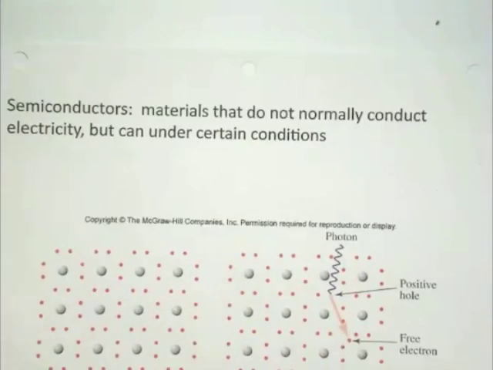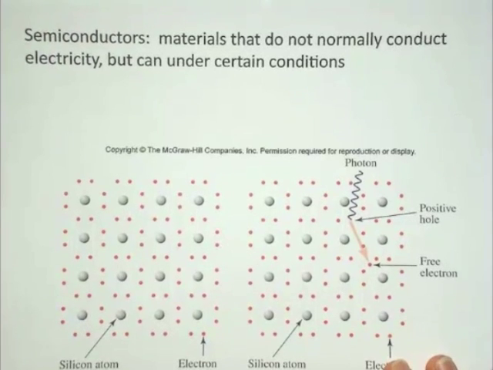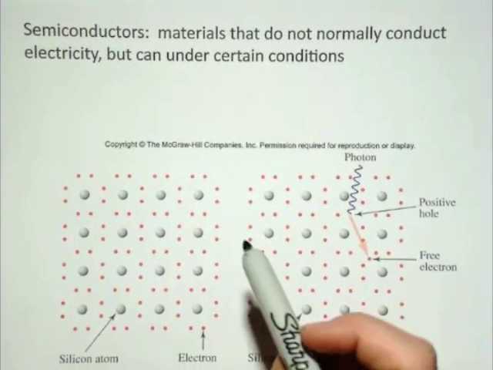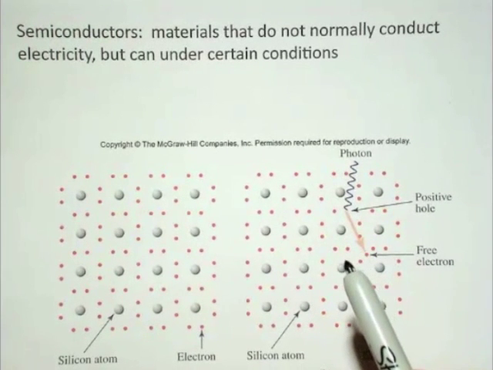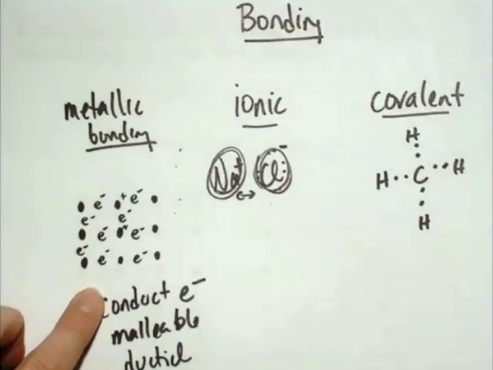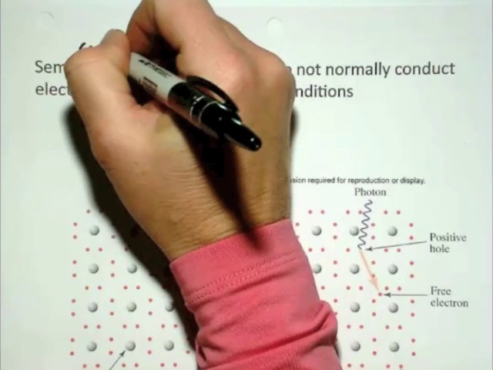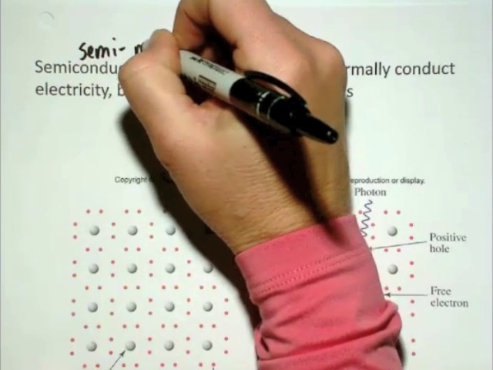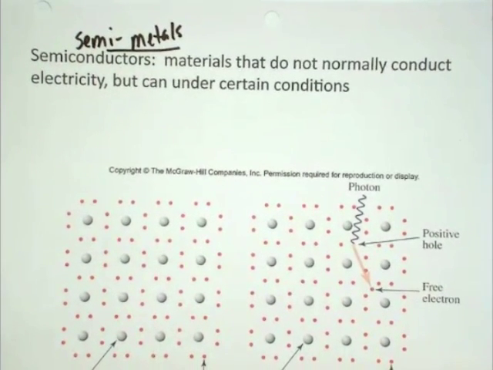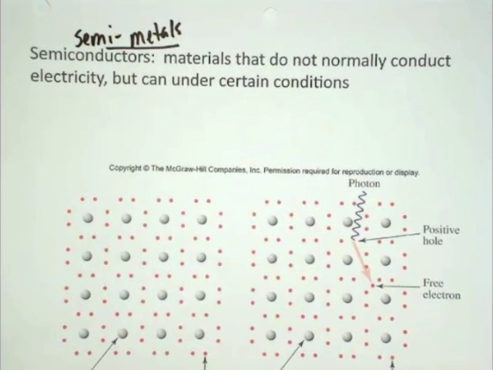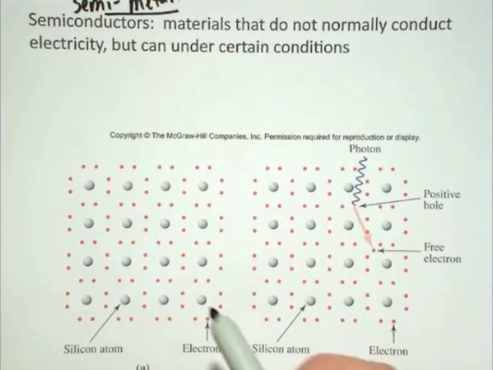Materials that are used in photovoltaic cells are what we call semiconductors. Semiconductors are materials that don't normally conduct electricity but can under certain conditions. Whereas metals are good conductors, semiconductors, sometimes called semi-metals, are sort of on the boundary between pure metallic properties and non-metallic properties. And the classic semiconductor is silicon.